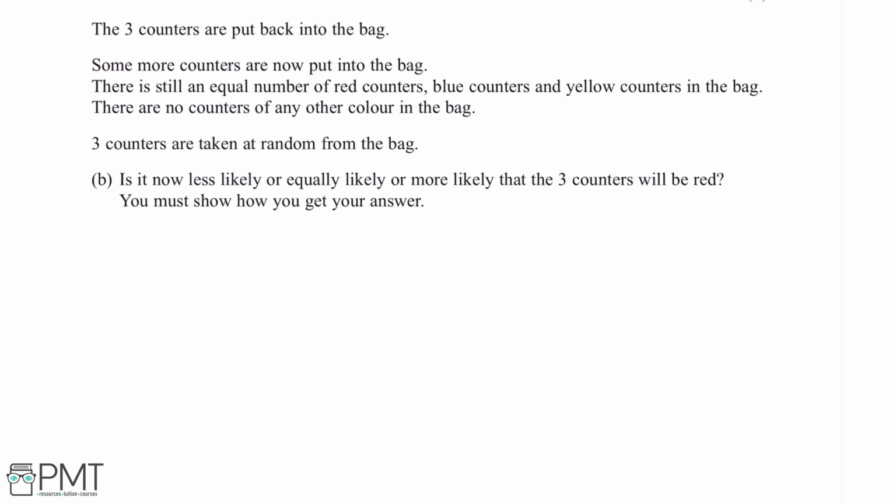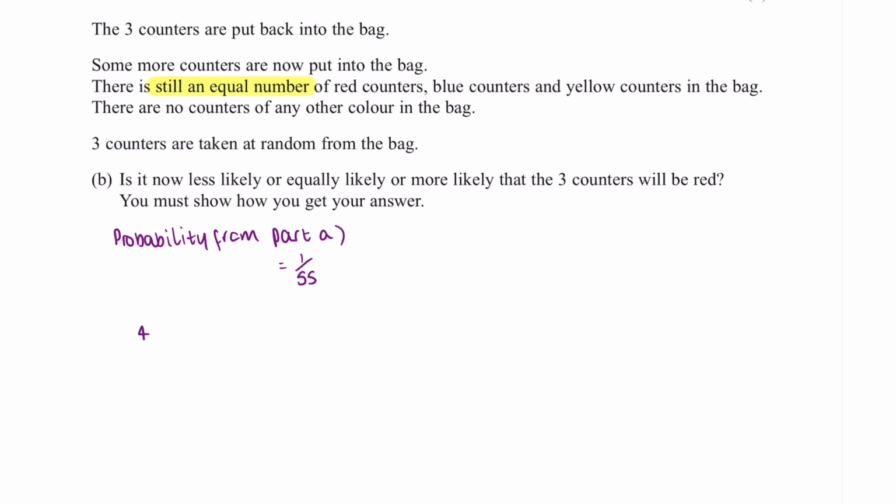So we've been told in the question that there is still an equal number of red counters, blue counters and yellow counters in the bag. Now what we need to know from part A is that the probability was 1 over 55. Now the best way to do this question would be to double the amount of counters in the bag and then compare our new calculated probability.